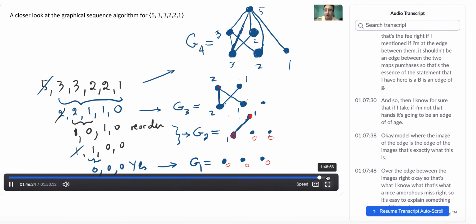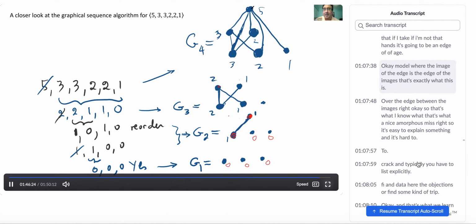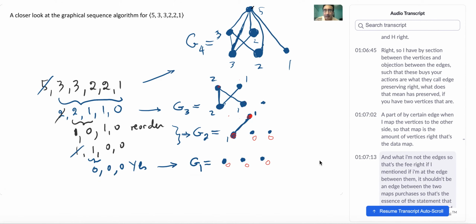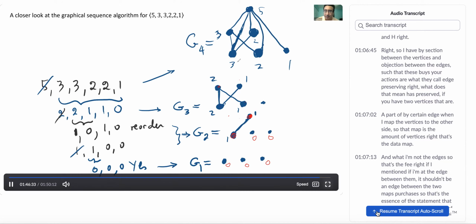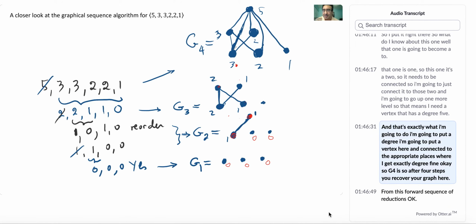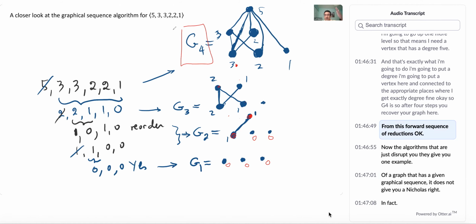And I'm going to go up one more level. So that means I need a vertex that has a degree 5. And that's exactly what I'm going to do. I'm going to put a vertex here and connect it to the appropriate places where I get exactly degree 5. Okay. So G4 is, so after 4 steps, you recover your graph here from this forward sequence of reductions, okay?